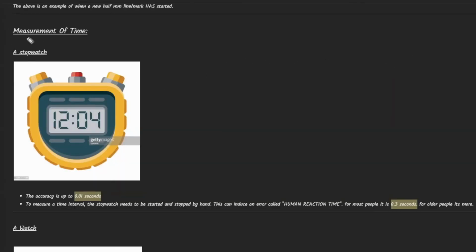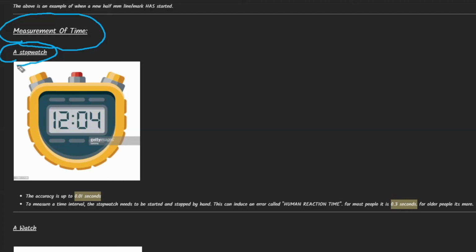Now if we move on to the measurement of time, it's actually quite simple. It's actually simpler than the measurement of length. And there's only 3 instruments that you need to know about. The first one we'll start off with is the stopwatch.